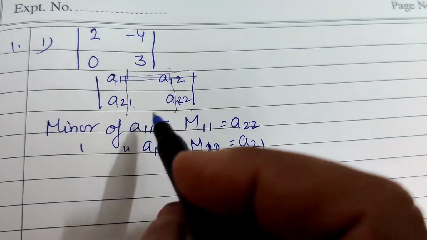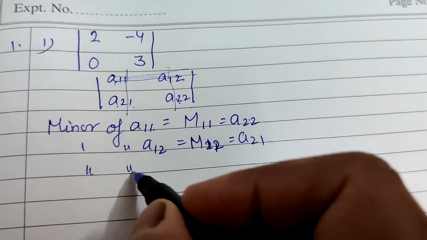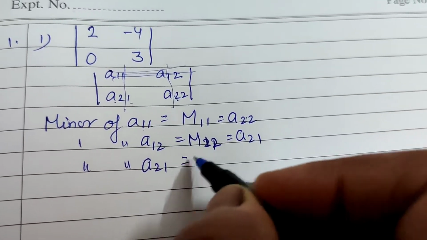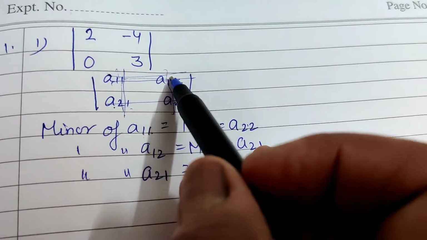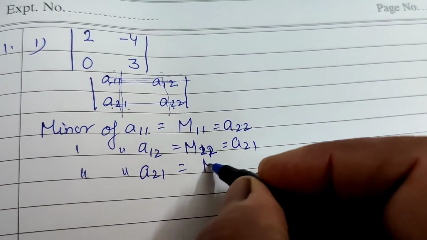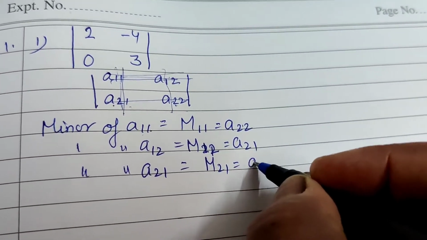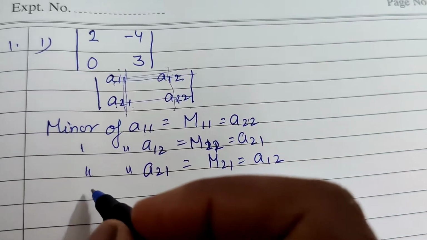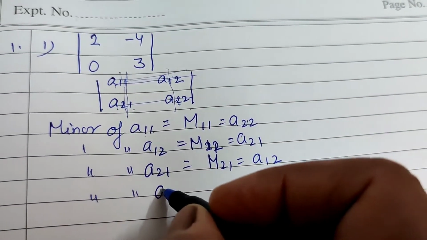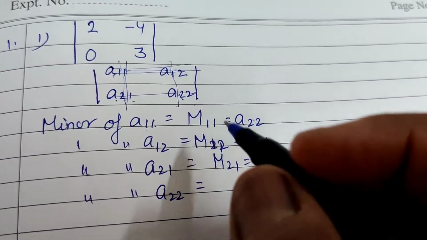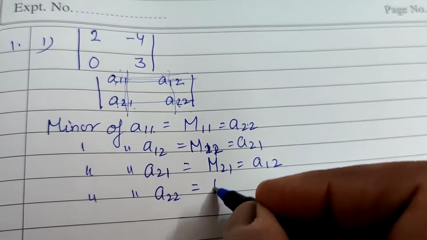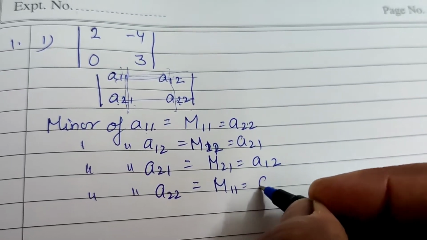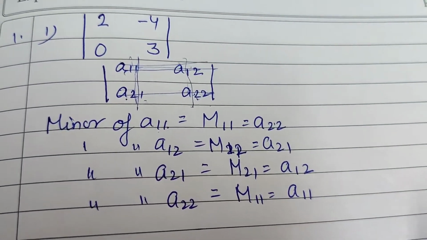And the third, the minor of a21. It means neglecting the second row and the first column. It is a12. Minor of 21 is equal to a12. And the same, the minor of a22: a22 means eliminate second row and second column. It is a11. Okay.